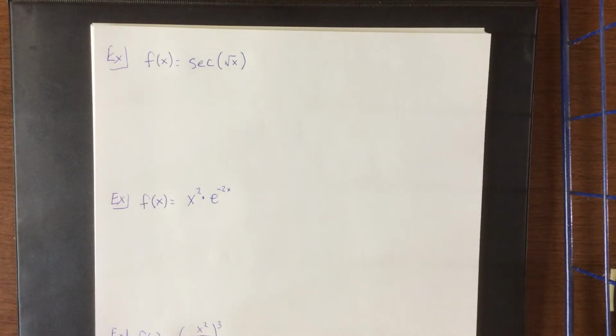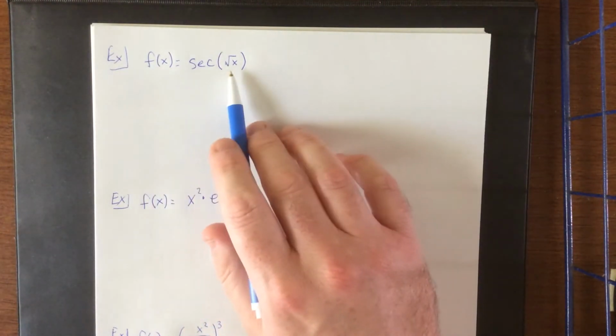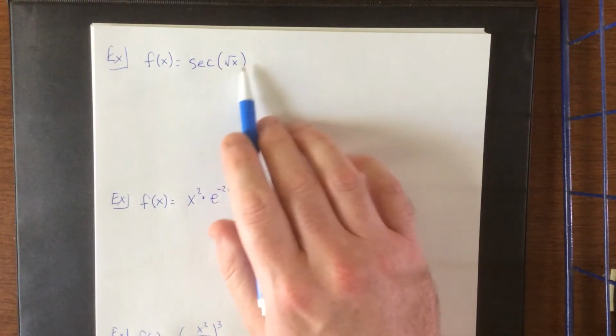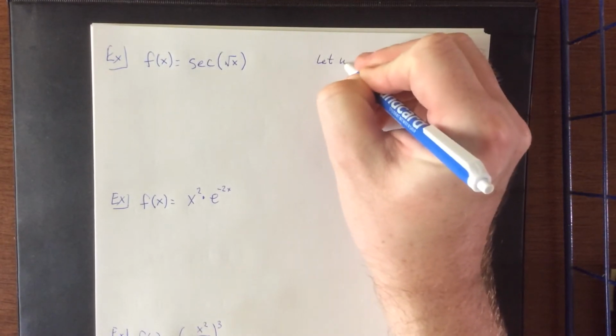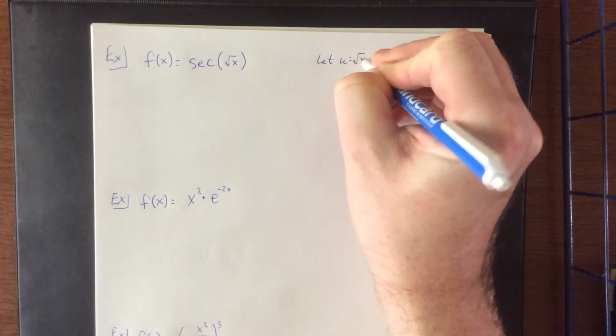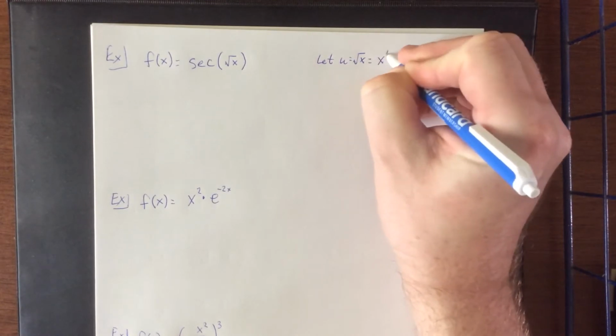Here I wanted to try out a couple more examples of the inside-out approach to taking derivatives using the chain rule. So here are the functions that I had in mind for us today. Here we have f of x is equal to the secant of the square root of x. This is simply one composition of functions, so we will let u be equal to our inside function, which is in this case the square root of x.